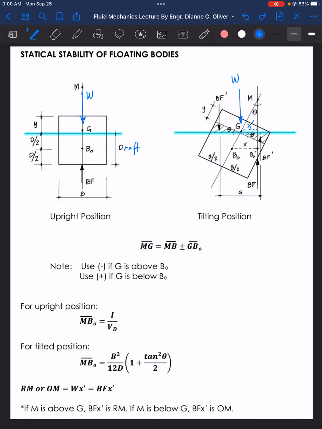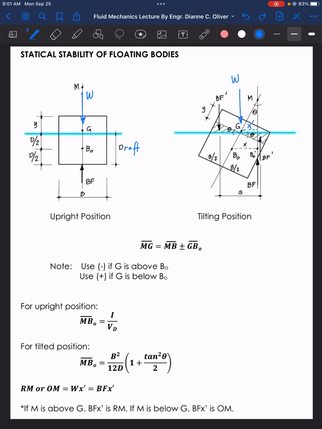The point of intersection between the axis of the body, so this is the axis, the straight line here, and then when it tilts, this is still the axis of the body. The point of intersection between the axis of the body and the line of action of the buoyant force is the metacenter. So where is that line of action of the buoyant force? This one here. This is our line of action of our buoyant force. And the intersection is what we call the metacenter M.